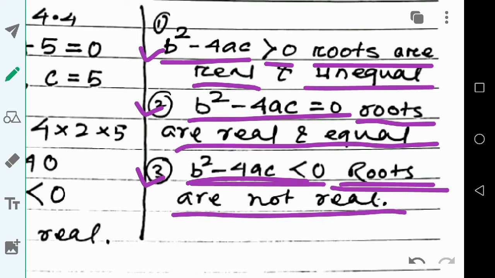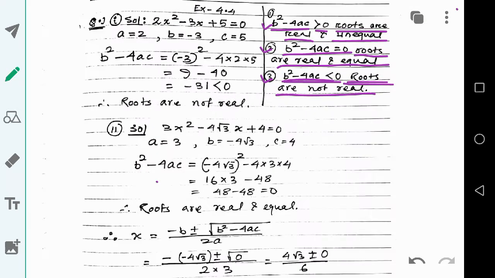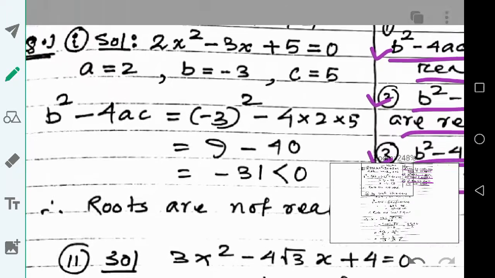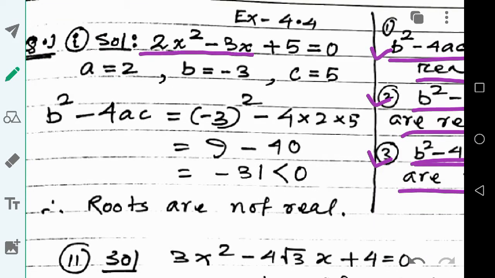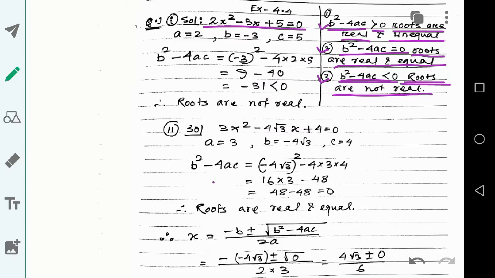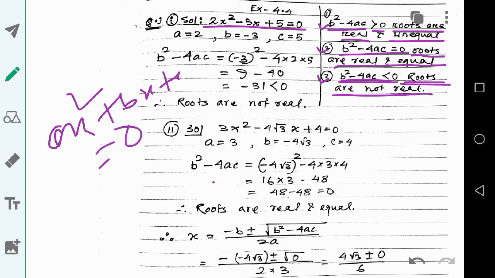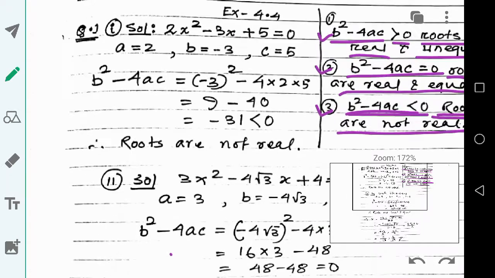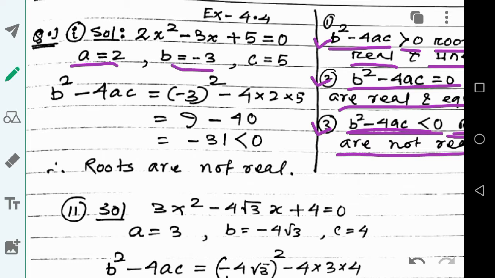So here is the first solution of the first equation. This is the given equation. Now compare this equation with the standard form, that is ax square plus bx plus c is equal to 0. Comparing with this, find the values of a, b and c. Here the value of a is 2, b is minus 3 and c is 5.